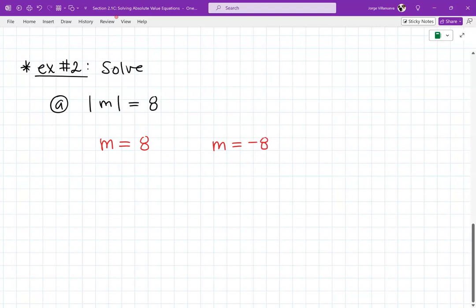Now, can I do anything else to solve these? Or are they already solved? They're already solved. I can't add anything. So I'm done. That's it. I'm finished. Okay? Those are the 2 answers.